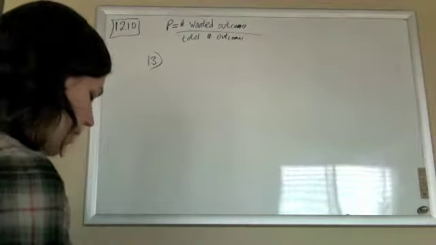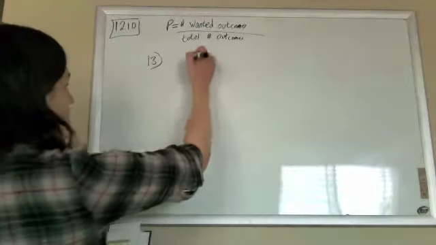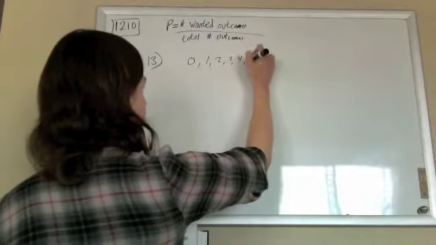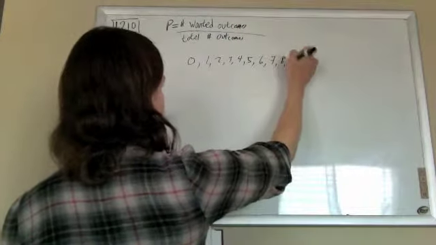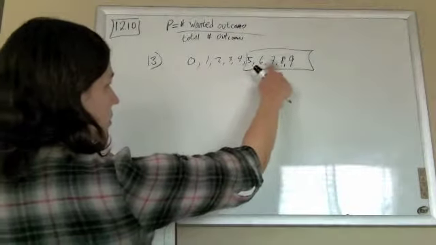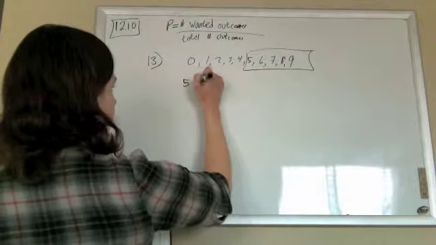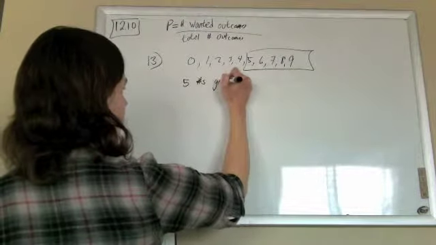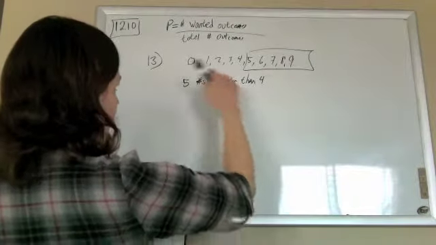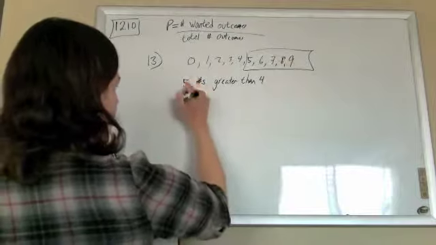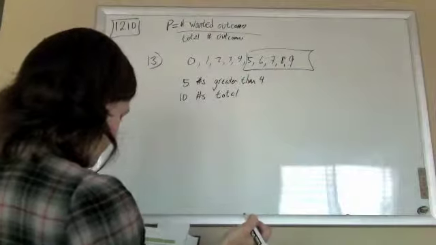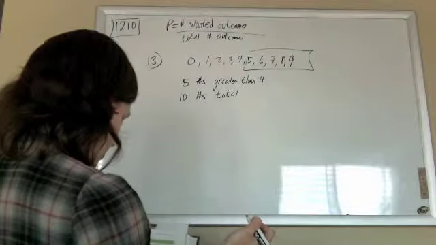Alright, so how many numbers are greater? If we have the digits 0 through 9, 0, 1, 2, 3, 4, 5, 6, 7, 8, and 9. These numbers are all greater than 4, right? So we have 1, 2, 3, 4, 5 numbers greater than 4, and we have 10 numbers total. And we're choosing 3.